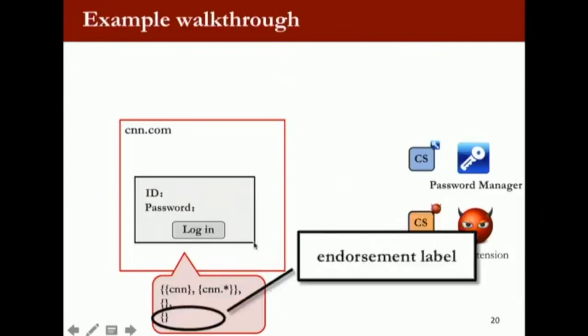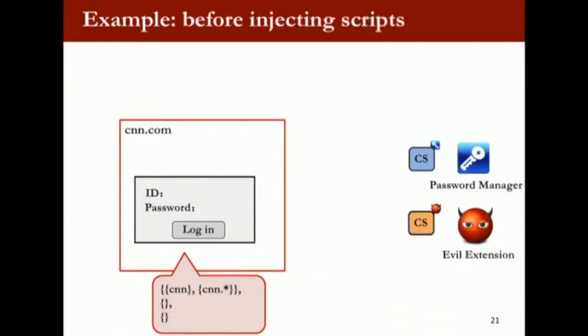So the last one is what we call the endorsement or declassification label. Essentially this is saying that, currently I know CNN's secret, but I can actually turn around and declare that I don't have any secret at all. That's the action of declassification, and I'll show you how this works in a little bit. So that's the label for the DOM.